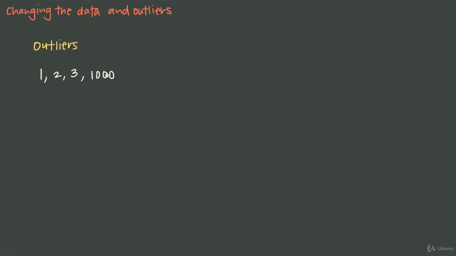So if we were to graph this on a number line, what we would see is that the bulk of our data, 3 out of the 4 values, are clustered right here around 1, 2, 3. They're all together. And then way out to the right, we have this data point, 1000, all by itself. So it's an outlier. It lies way outside of the rest of the data all by itself.